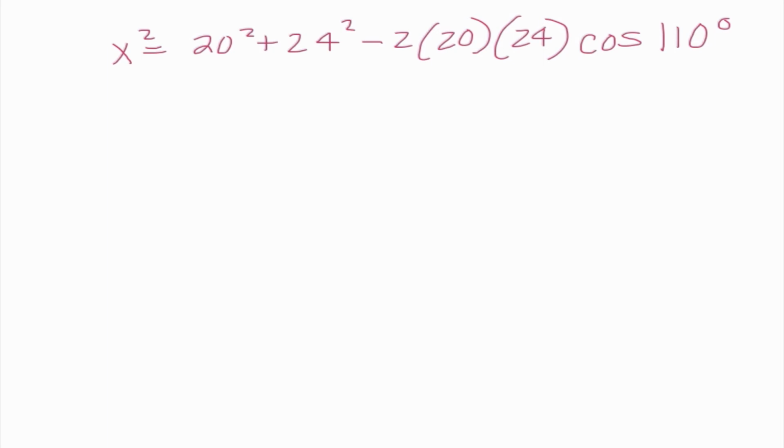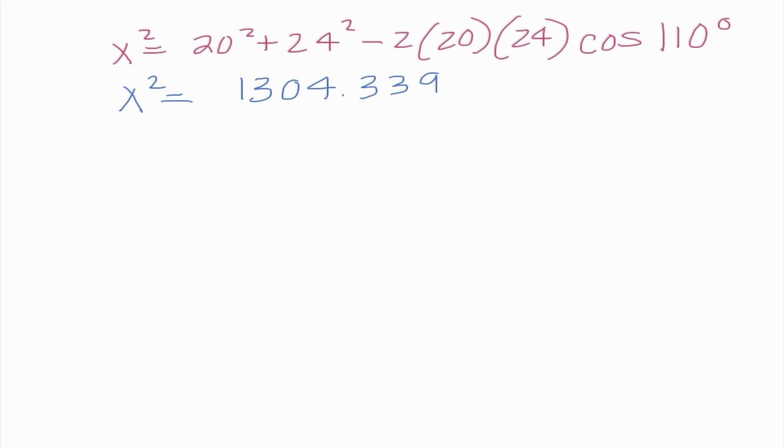When I set up my problem, I have x all by itself because that was opposite from the 110. And once again, this is something that I can go ahead and put into my calculator. So I'm going to go ahead and put that in now. And x squared, I get 1304.339, blah, blah, blah. And then I need to square root that value.